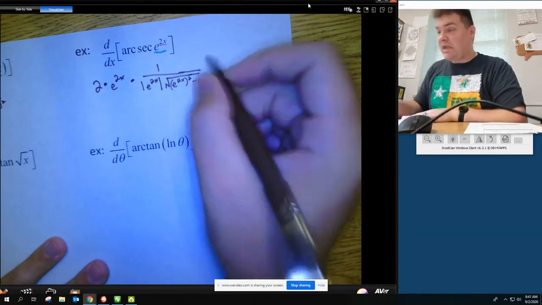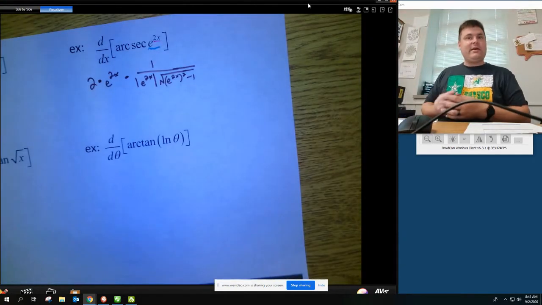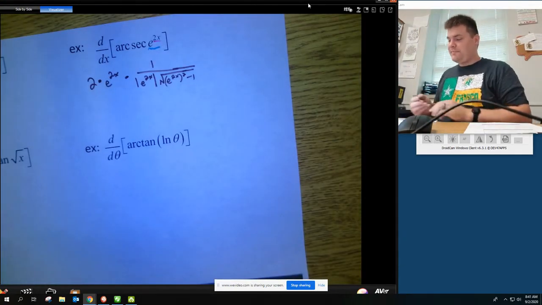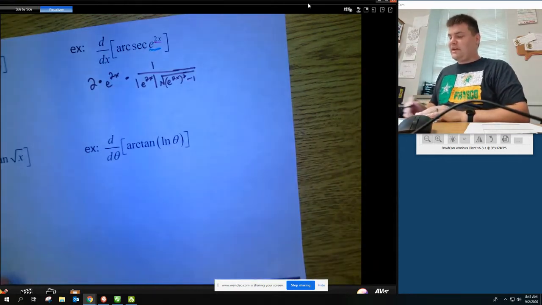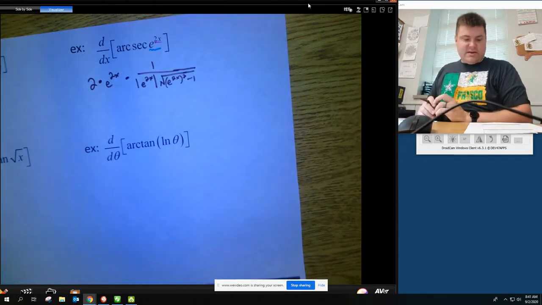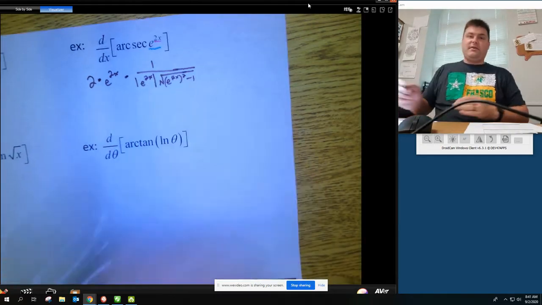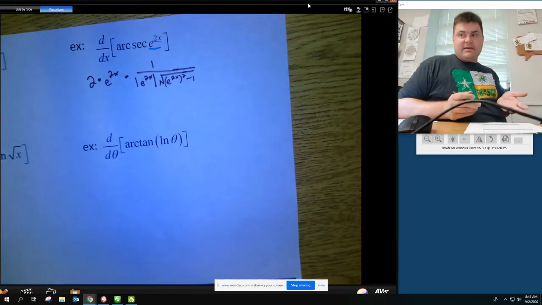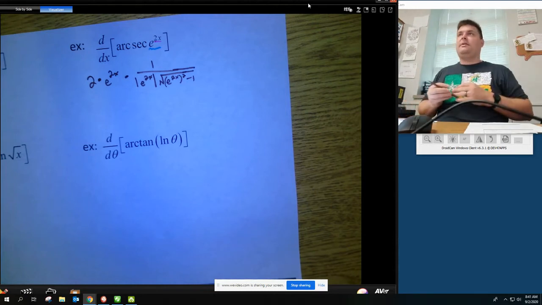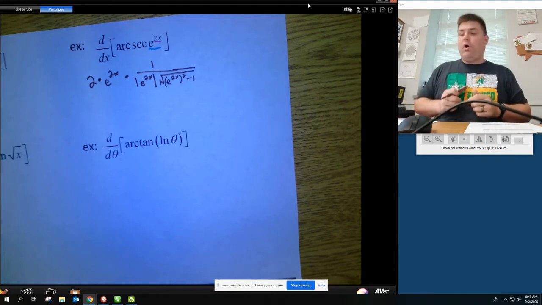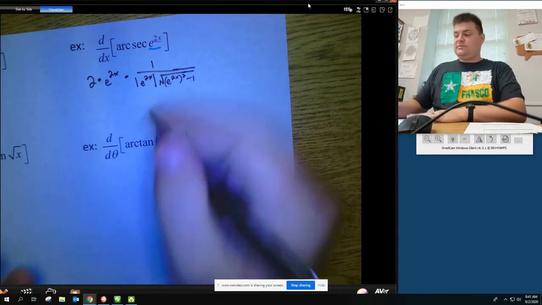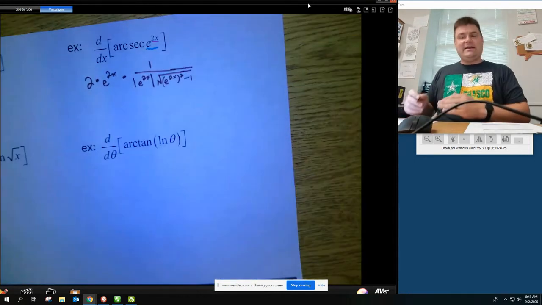If you notice, I keep peeking at my formulas because I'm just not there yet with memorizing them, but you will be. From here, we just have to clean some things up. Now, this e to the 2x absolute value, if you know what e looks like, and even e to the 2x doesn't really matter, it's just going to make it jump up faster. It's always positive. So the absolute value there is not needed.